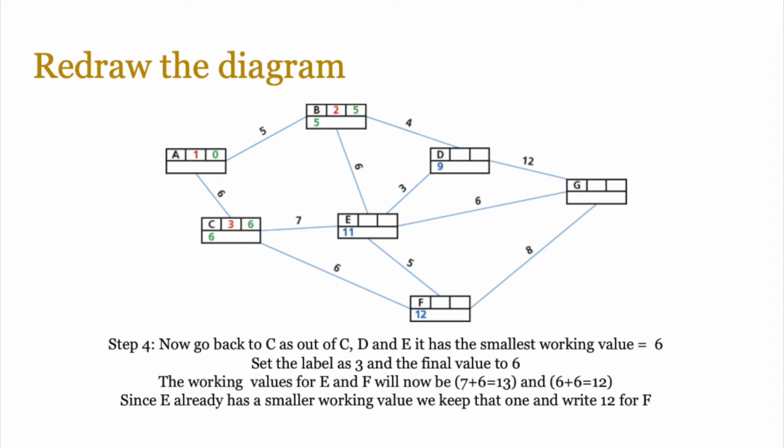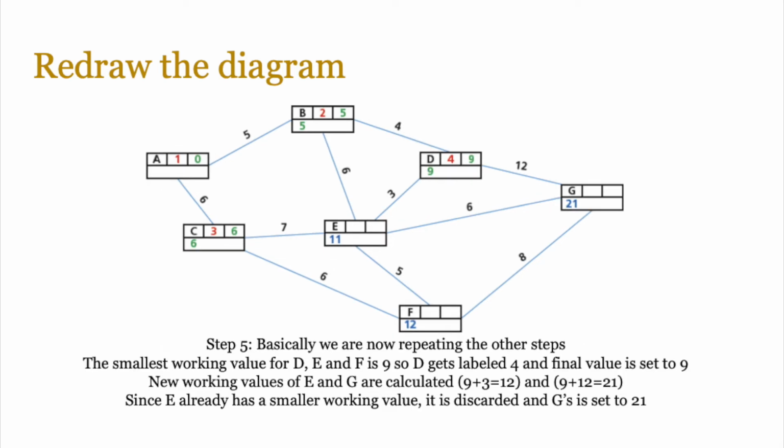Now once we're at C, we can work out the paths to E and F. So the working value for E would be 6 plus 7, 13. Well, we already have a working value of 11 there, which is smaller, so we keep the previous working value. And for F, it would be 6 plus 6, which is 12. So now we've got 3 nodes again, 9, 11, and 12, and you can probably guess that the next node where 4 goes will be node D.